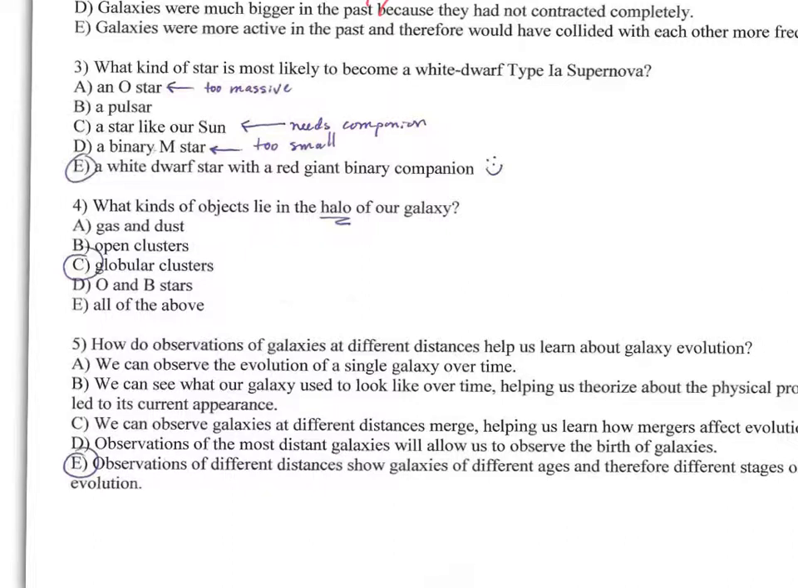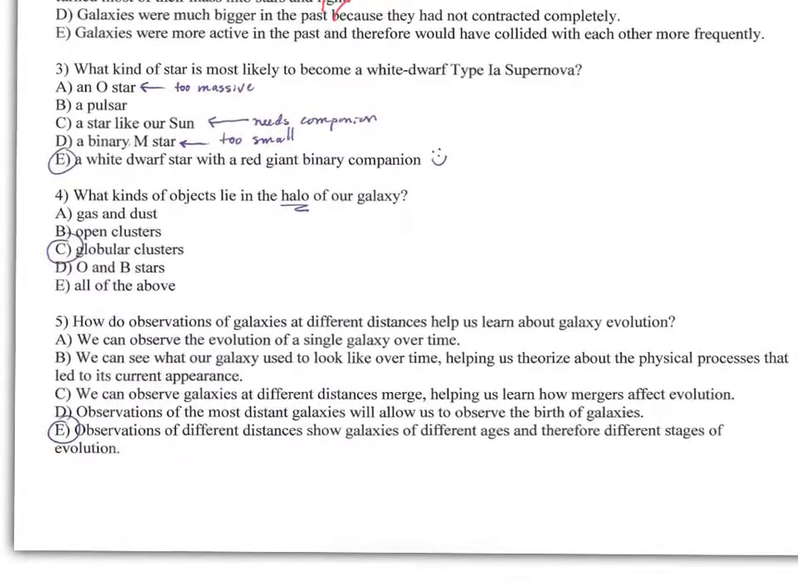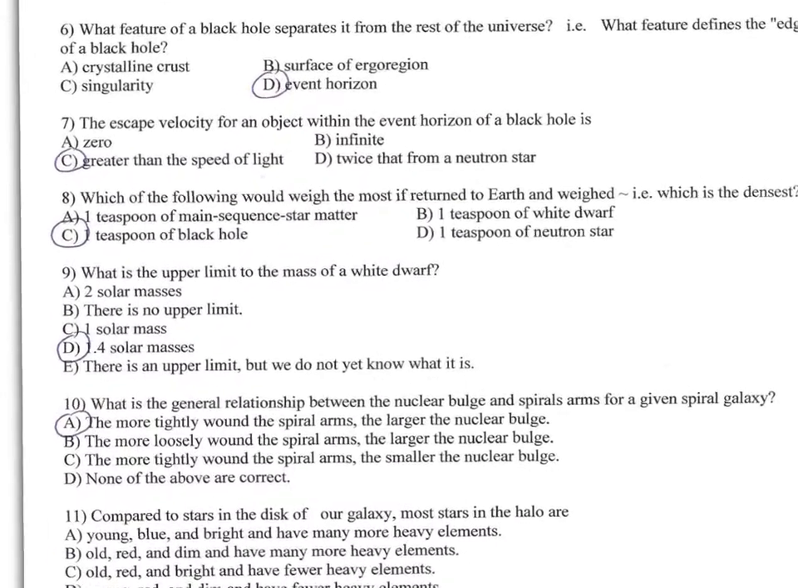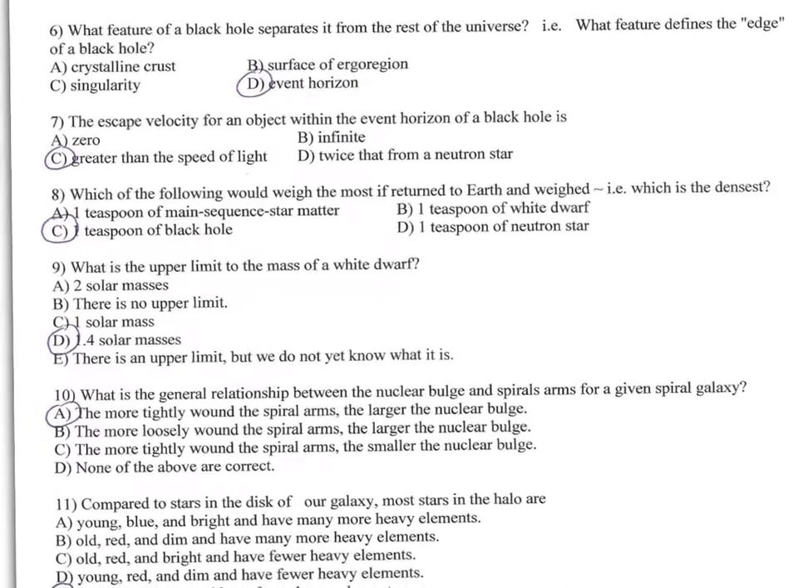Question 5, how do we know how galaxies evolved since the Big Bang? And the best answer is that we compare their far-away baby pictures with their closer up older pictures. So E was the best answer there. Question 6, what feature of the black hole separates it from the rest of the universe? The best answer there is D, the event horizon.